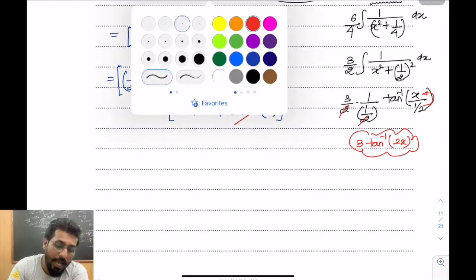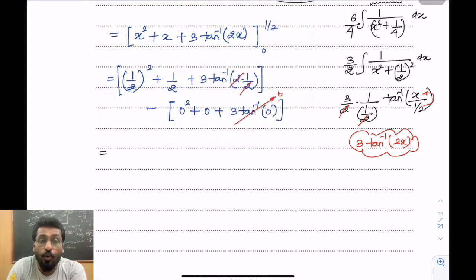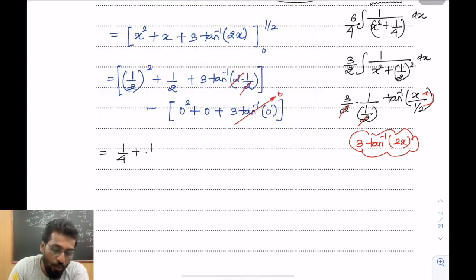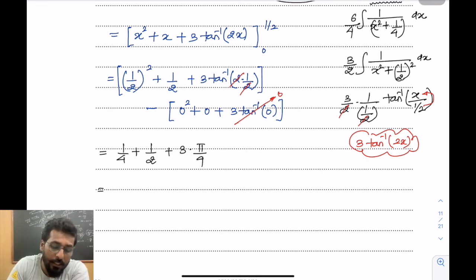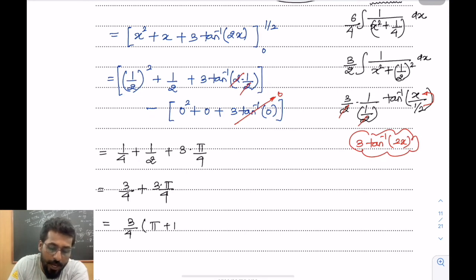So I get my answer as, now for this integral, 1 upon 2 square, that's 1 upon 4 plus 1 upon 2 plus 3 times pi by 4, right? Tan inverse of 1 is pi by 4. And now I want to simplify it further. So 1 upon 4 plus 1 upon 2, that will give me how much? So LCM is 4. So the second term needs to be multiplied and divided by 2. So this is going to be 2. So 3 upon 4 plus 3 times pi by 4. So you can take out 3 by 4 common, and you're left with pi plus 1.